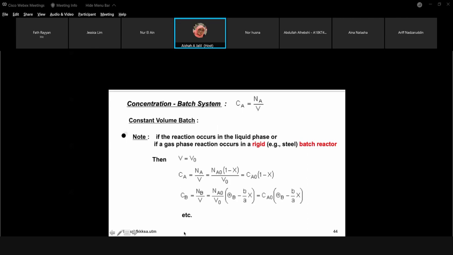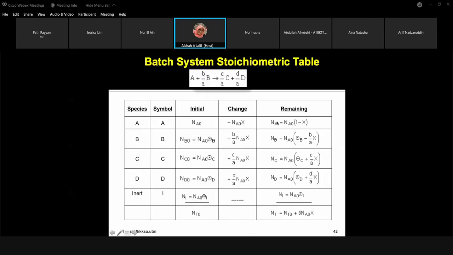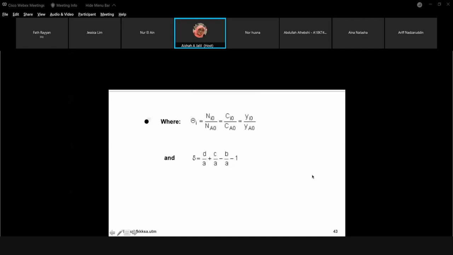So CA, CB, CC, CD are the same. You can see CA equals CA naught minus CA naught X, which is CA naught times 1 minus X. CB equals CA naught times theta B minus B over A times X. So if you put another column here for the concentration, you get CA equals CA naught 1 minus X. CB equals CA naught theta B minus B over A X. CC equals CA naught theta C plus C over A X. CD equals CA naught theta D plus D over A X. Can you understand me?